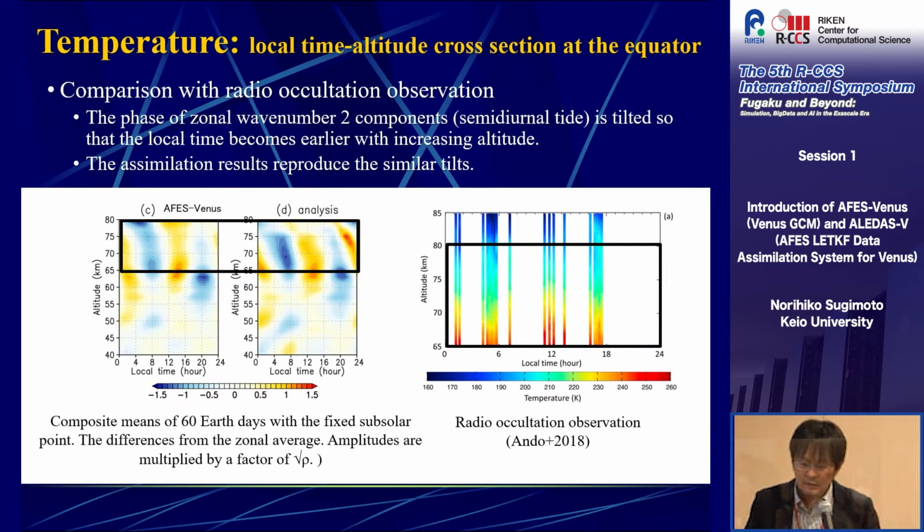However, at the equator, compared with radio occultation observations, here is the equator local time and altitude section, free forecast and analysis and observation. The phase of the zonal wavenumber 2 component, which means semidiurnal tide, is tilted so that the local time becomes earlier with increasing altitude, which is also consistent with the radio occultation measurement. So our horizontal wind assimilation improved temperature fields also.